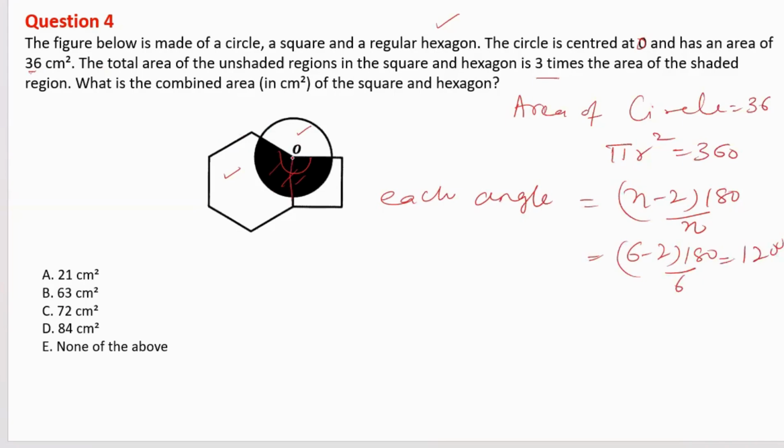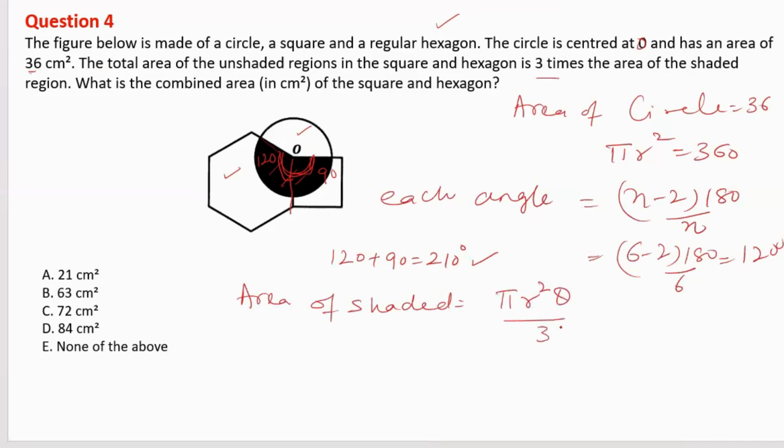So if you see that, this angle is 120 degrees. Angle of a square is 90 degrees. So what is this angle? 120 plus 90, that's 210 degrees. So what is this area? This is a sector. What is a sector? The portion made up with the 2 radii on a circle becomes a sector. So what is the area of this sector? Area of shaded portion in a circle is a sector, so that's pi r square theta by 360.